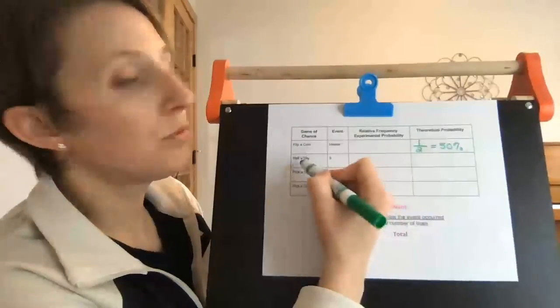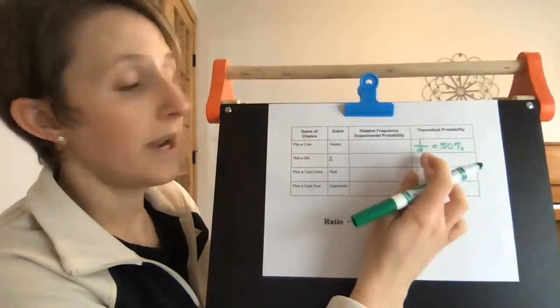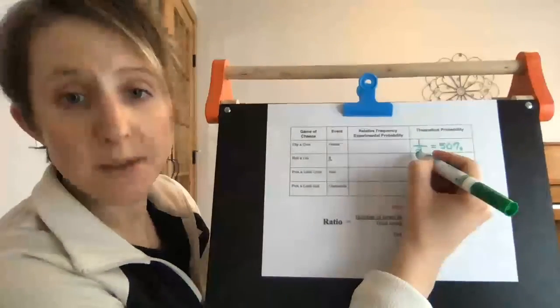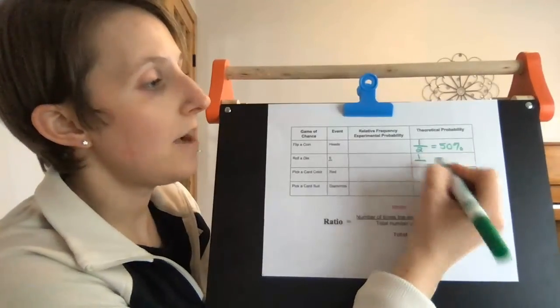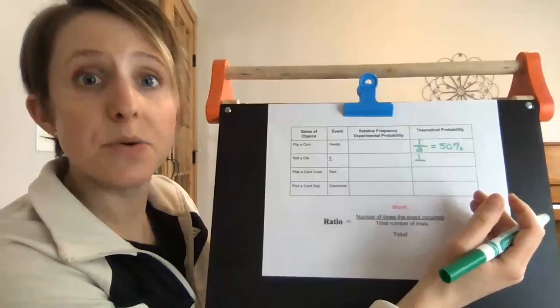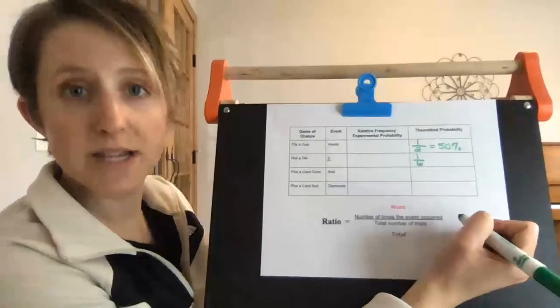Okay, let's go to roll a die. We want to find the theoretical probability you roll a 6. What I want over the total. So what do I want? I want a 6. How many 6s are on a fair die? 1 out of what are the total number of outcomes on a die? You could roll a 1, a 2, a 3, a 4, a 5, or a 6. So that's 6 outcomes. 1 out of 6.